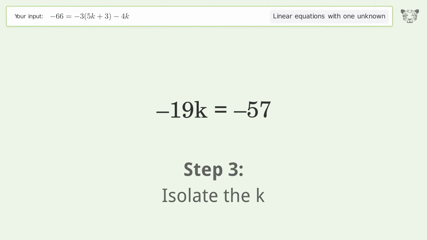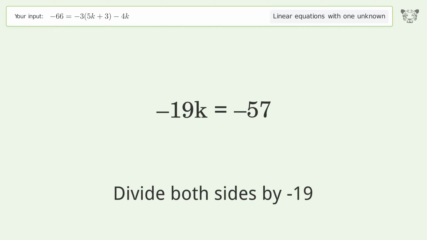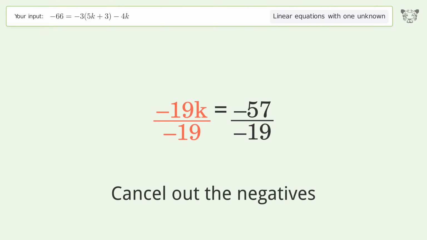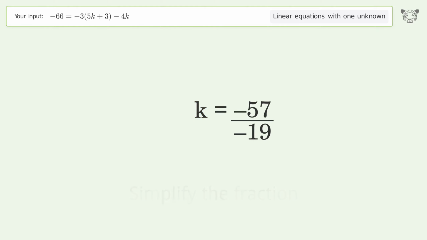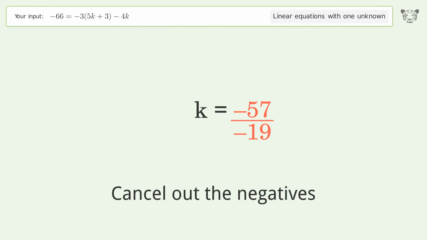Isolate the k. Divide both sides by -19. Cancel out the negatives. Simplify the fraction. Cancel out the negatives.